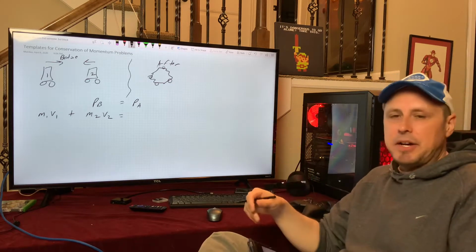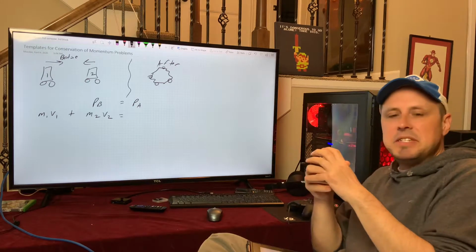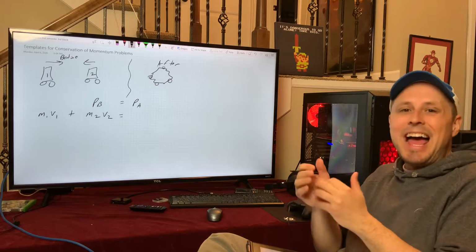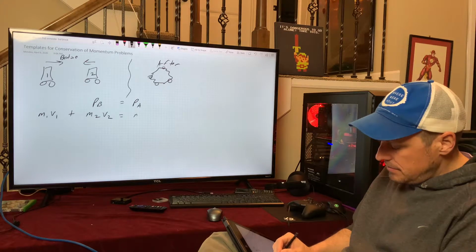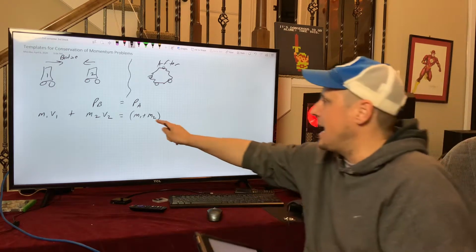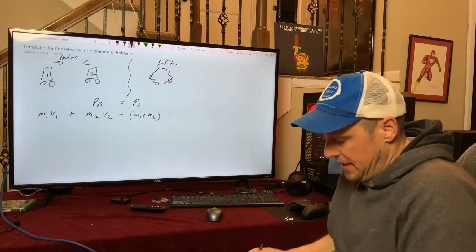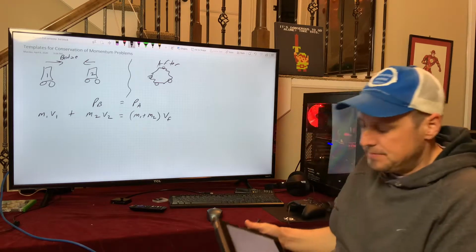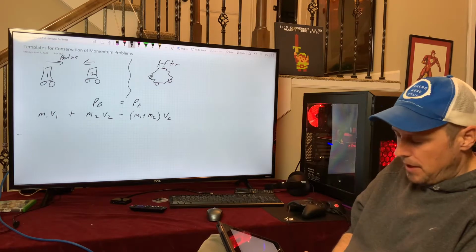Now in the after picture, since the cars have squished together, they've clumped together, they've effectively become one object. So what do I have to do? Add the masses. So in the after picture of M1 plus M2, so this is me adding the two masses together, times the velocity in the after picture. So I'm just going to call that V final. There we go. And that's our first possibility for one of these problems.